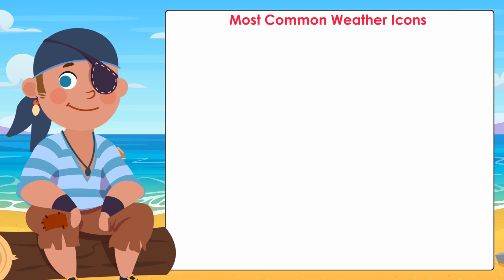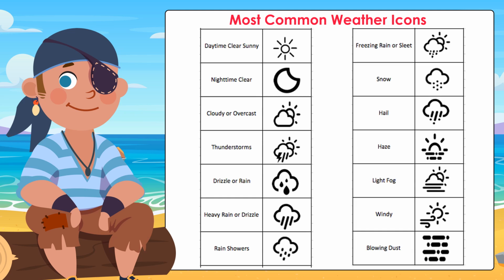Here are the most common weather icons. Daytime, clear sunny. Nighttime, clear. Cloudy or overcast. Thunderstorm, drizzle or rain. Heavy rain or drizzle. Rain showers. Freezing rain or sleet. Snow, hail, haze, light fog, windy, and blowing dust.